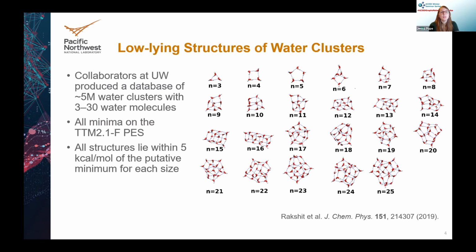This database was generated through a Monte Carlo type potential energy search using a parameterized TTM2.1-F potential. All structures are minima on the potential energy surface and lie within 5 kilocalories per mole of the putative minimum for each size.